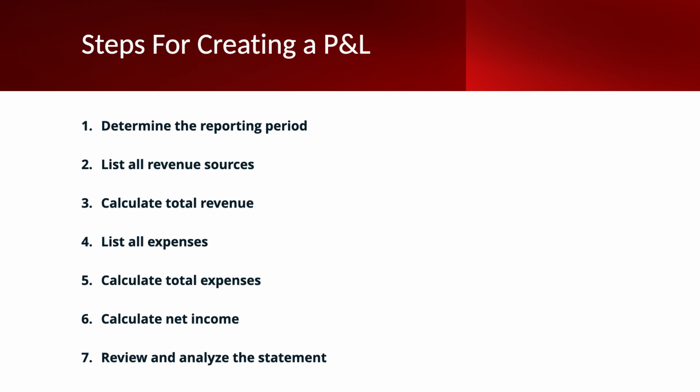Once all the revenue sources have been listed, you're going to calculate the revenue for the reporting period. After that, you're going to list expenses for the reporting period. This could be your salaries and wages, rent, utilities, and all other operating expenses that you paid. Once all the expenses have been listed, you're going to calculate the total expenses for that period. And then from there, you're going to subtract the total expenses from the total revenue, so how much money you made minus how much money you spent, and that is going to be the net income for that reporting period.